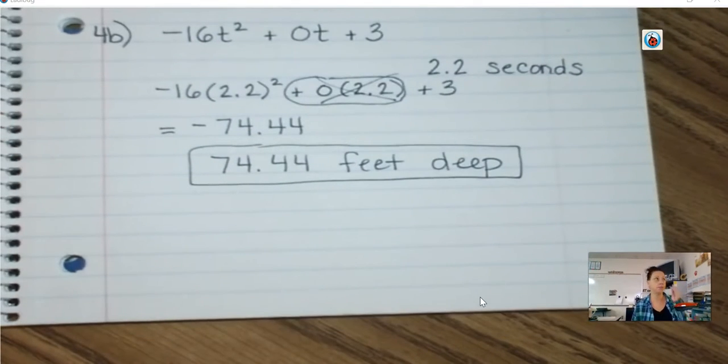Is there anyone that had problems putting that into their calculator? If not, ask somebody next to you how to stick the exponents on there. Okay, you're going to do 2 by yourself.